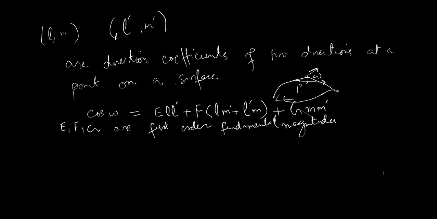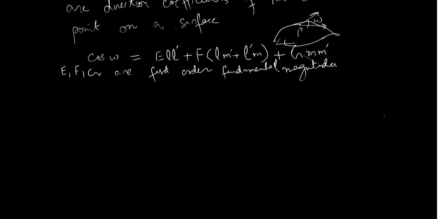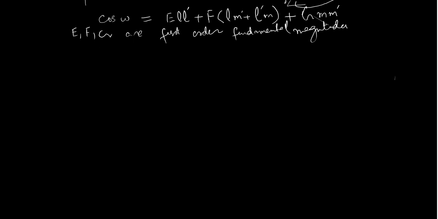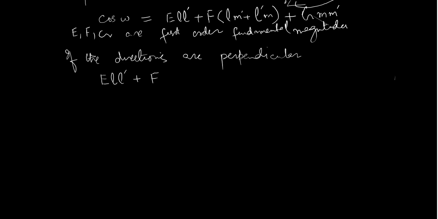That means if the directions are perpendicular, which means the angle omega is 90 degrees or pi by 2 radians, then cos of omega would be 0, which means the condition should be E L L prime plus F into L M prime plus L prime M plus G M M prime should be equal to 0.